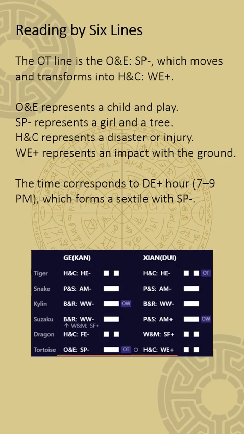Reading by 6 Lines. The Ot line is the One, Sp-, which moves and transforms into H and C, we plus. One represents a child and play. Sp- represents a girl and a tree. H and C represents a disaster or injury. W plus represents an impact with the ground. The time corresponds to the plus hour, 7 to 9 p.m., which forms a sextile with Sp-.